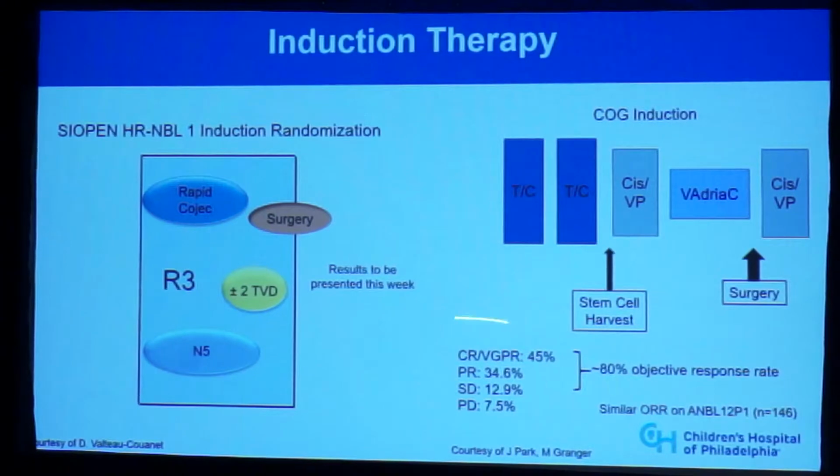The response rates at end induction on the 0532 study, and again, very similar on the 12P1 study, are about 80% objective response. So that's very encouraging compared to that horrible curve I showed you first, but still drives home the point that although we are getting more successful with our induction therapy, that means still 20% of patients are not having a great response, and a smaller percent, less than 10% of patients, are progressing right through our induction therapy. So still an area that's open for improvement.